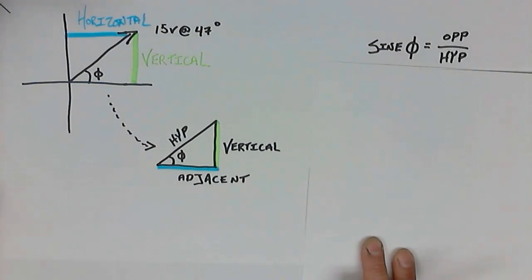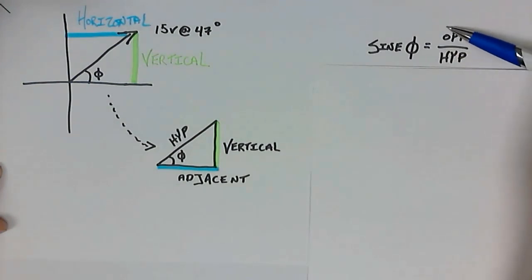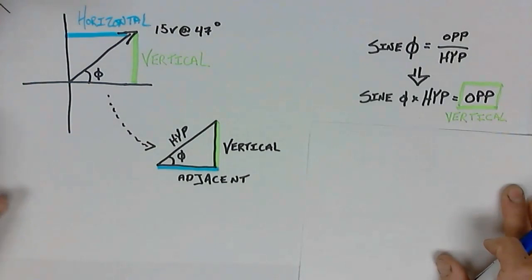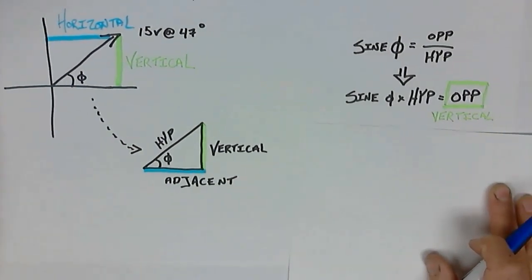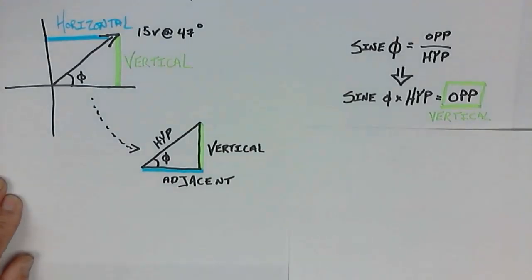Sine of the angle is equal to opposite over hypotenuse. Now, I don't need to know what sine of the angle is. In fact, I already know what the angle is, and I already know what the hypotenuse is. Therefore, I want to calculate the opposite. So we manipulate that equation, and in manipulating it, what we get is that missing vertical component of our phasor.